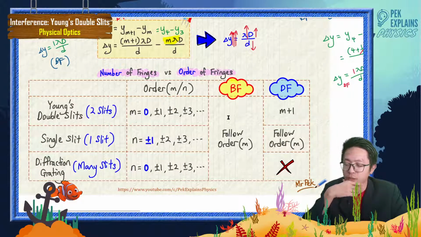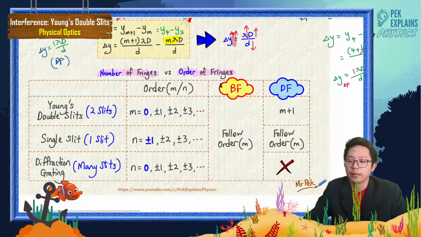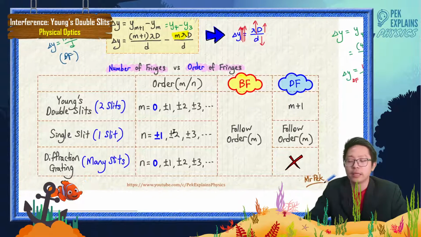I just want to mention the number of fringes versus order of fringes. I will talk about that later in the following videos. Before that, I will summarize everything after we have learned double slit, single slit, and diffraction grating. This one we will talk about later on.